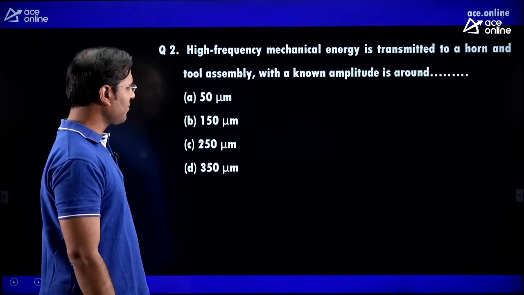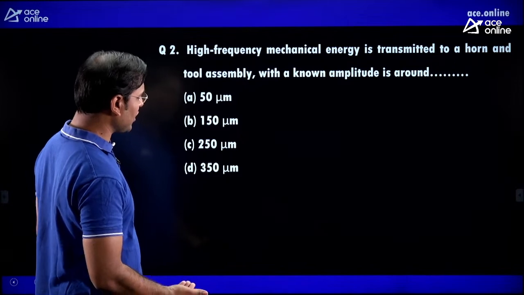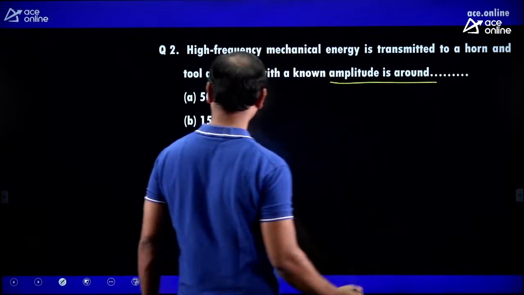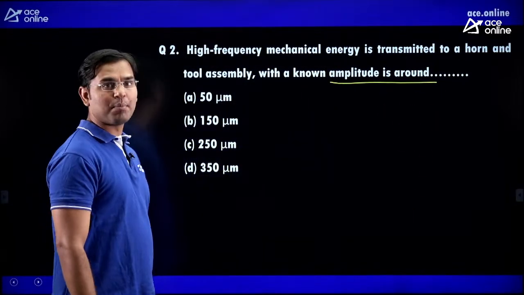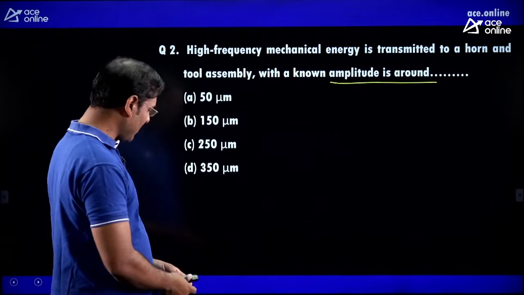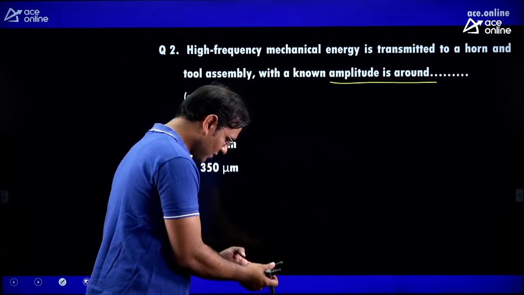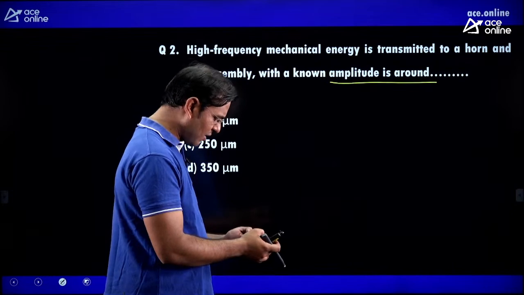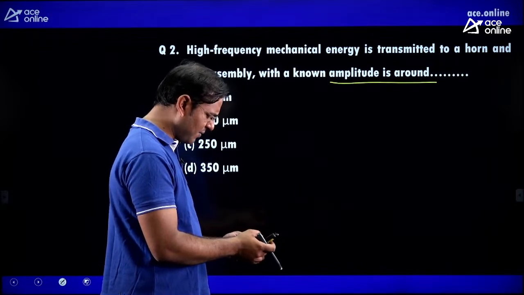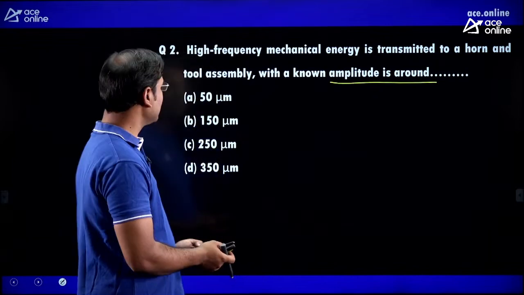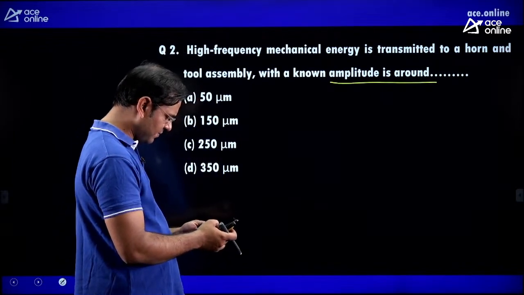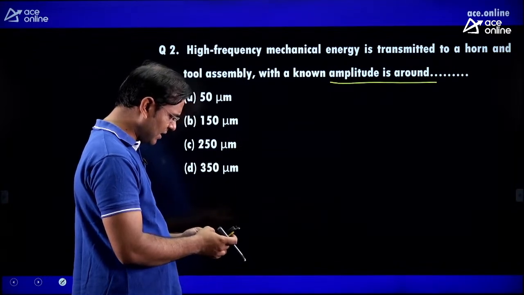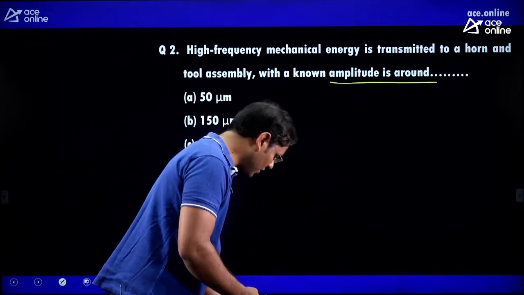Next question. High frequency mechanical energy is transmitted to the horn and tool assembly with a known amplitude of around, what is that amplitude here? Do you have any option here? Just tell me this answer, because that amplitude value, yes, in the class I am giving that value, but for students it is very difficult to remember. Then tell me the correct answer, I am waiting for your answer. The very first method I am teaching is ultrasonic machining, and you need to give the answer.